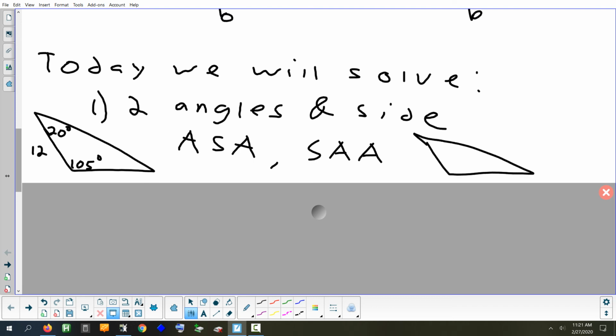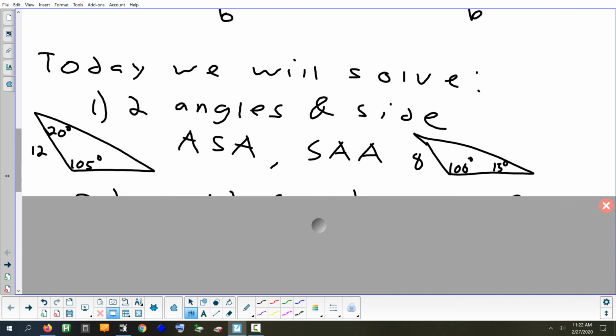So SAA would look like this. Let's say they gave me a side 8, an angle, and an angle. Still two angles and a side. But the difference in this one is where the side is. This time the side is not the one between the two angles. It doesn't connect them. If I had given you the bottom here, then it would be ASA. But if I gave you this one, which I did, it's SAA. So any question on that?